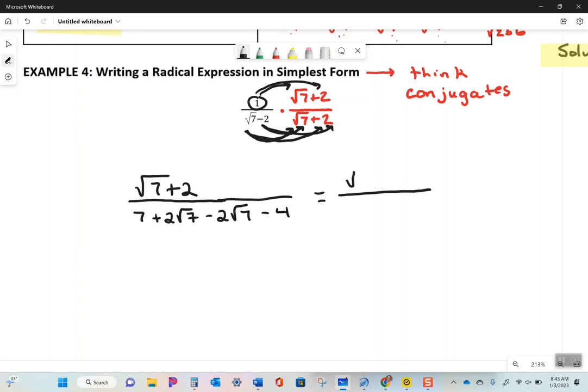The top is going to remain root 7 plus 2. But in the bottom, what are the 2 root 7s really going to do to each other, friends? They're gone, aren't they? What are you really left with in the denominator here? 7 minus 4 to become 3. Okay. Guys, here's the cool part. Do I have any radicals in the denominator? Any radicals in that denominator? No. Guess what? Simplified.